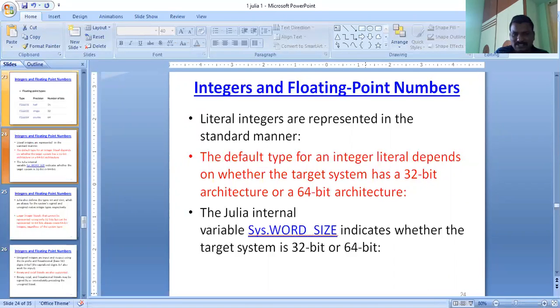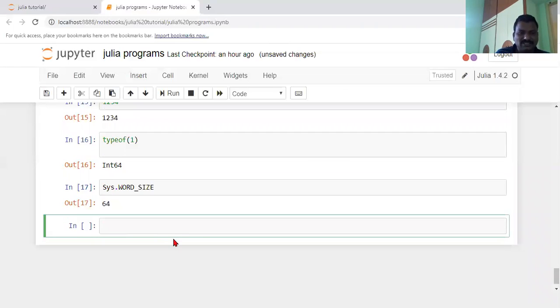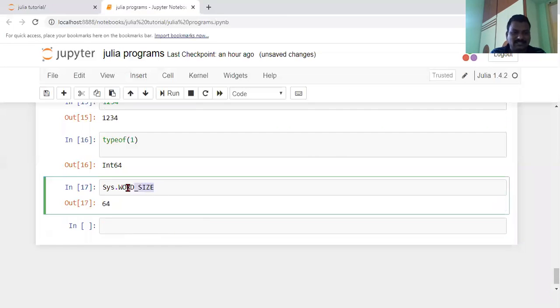For example, you will use this variable. What is the variable? Sys.WORD_SIZE. Sys.WORD_SIZE represents the size of the system. The Sys.WORD_SIZE variable here is used to represent the size of the system.